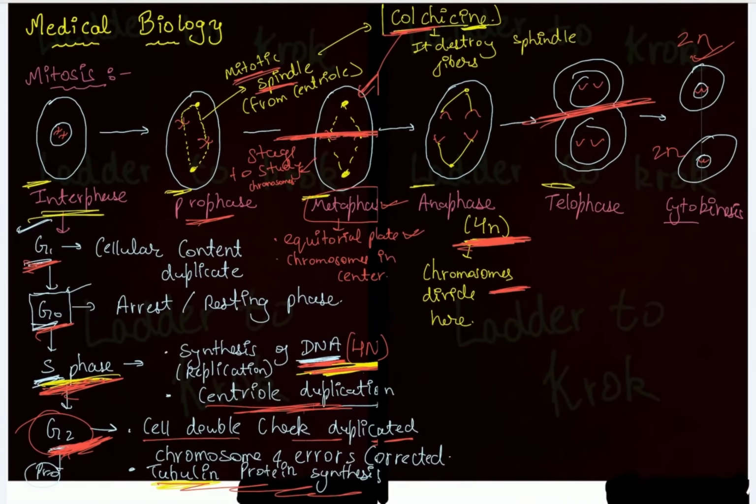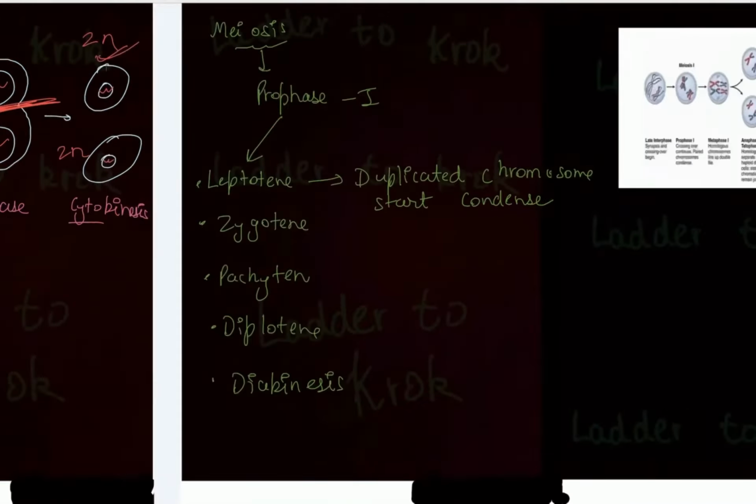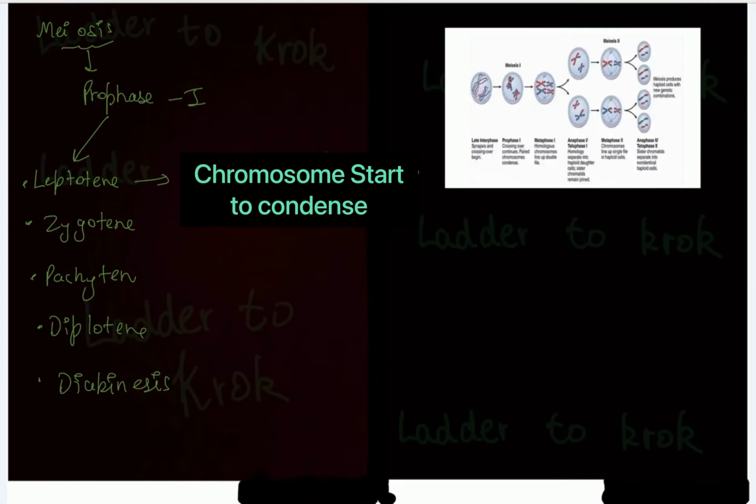Actually, what happens? The first interphase is exactly the same in meiosis also. So as you know, the DNA is divided here. Now this divided DNA starts to condense into chromosomes. Obviously, the DNA is inside the chromosomes. Now in zygotene, what happens? The synapsis begins.